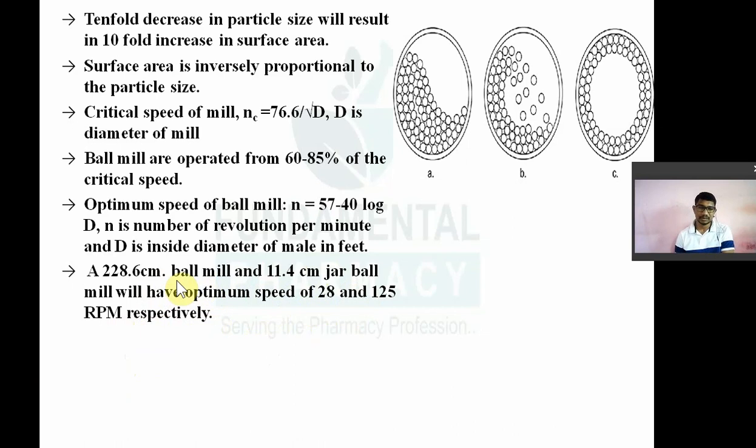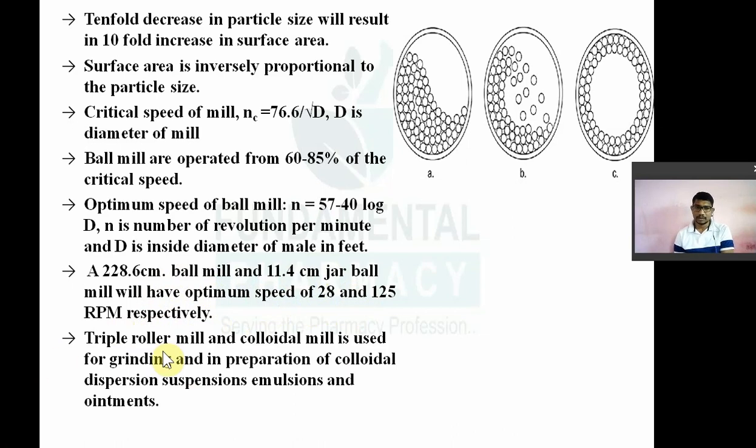So it is present in the book that you use for CBS, and it is also given in my book. Then triple roller mill and colloidal mill are used for grinding and preparation of colloidal suspension, dispersion and emulsion. Triple roller mill is mostly used for your ointments. Colloidal mill is used for making a colloidal solution or colloidal suspension or emulsion.